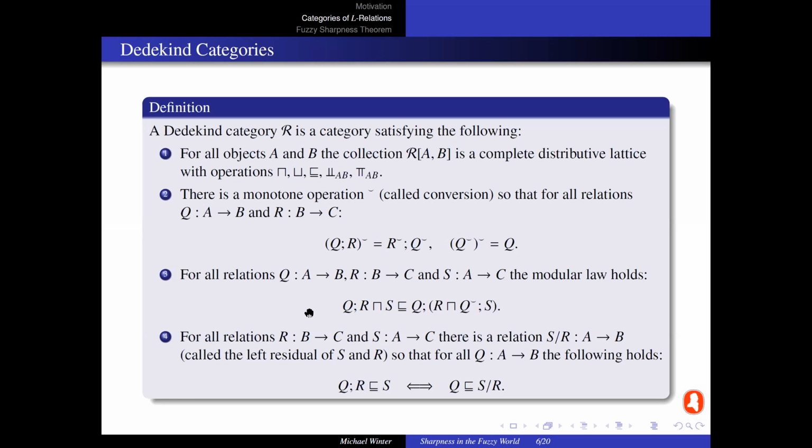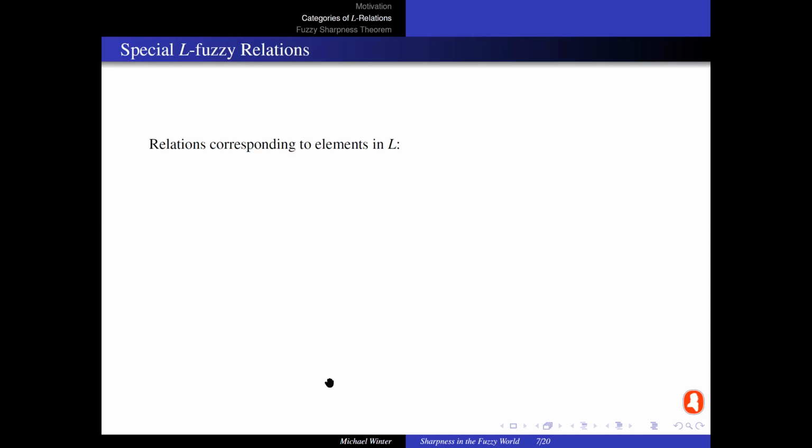And then we have number three, which is, I would say, the important one, which makes all of this a theory of relations, namely this modular inclusion. And last but not least, we have also the residuals available over here. Of course, here we have only one residual, but you can define the second one by using converse. Okay, so this is a general theory for relations, if you like, an abstract theory for relations. So what can you do with this? You can do a lot of things.